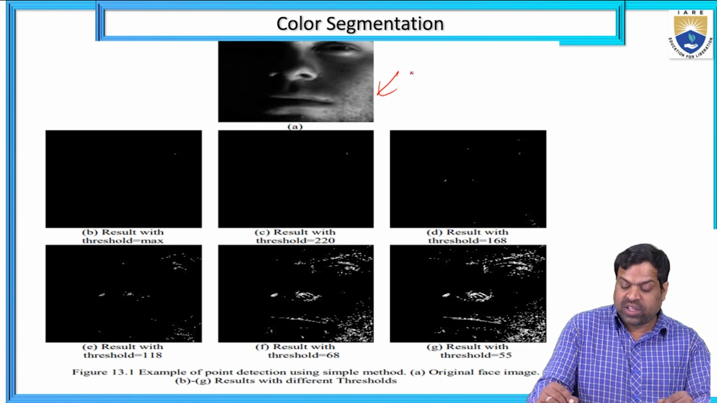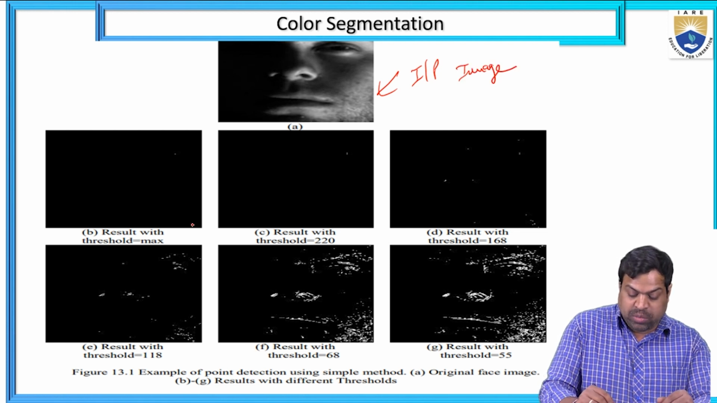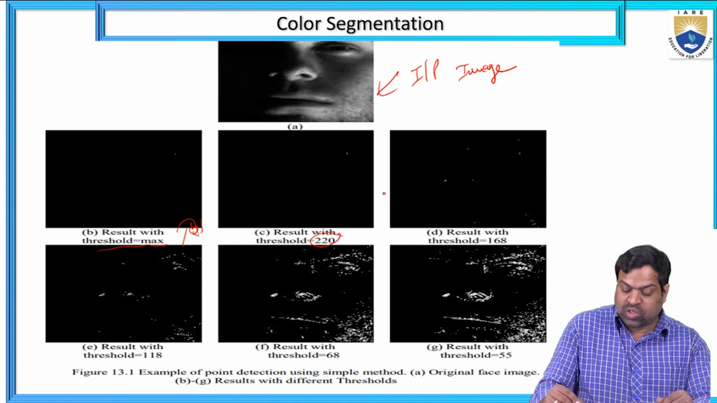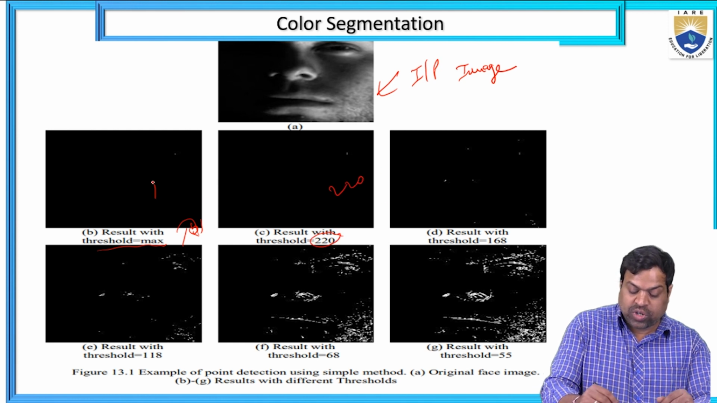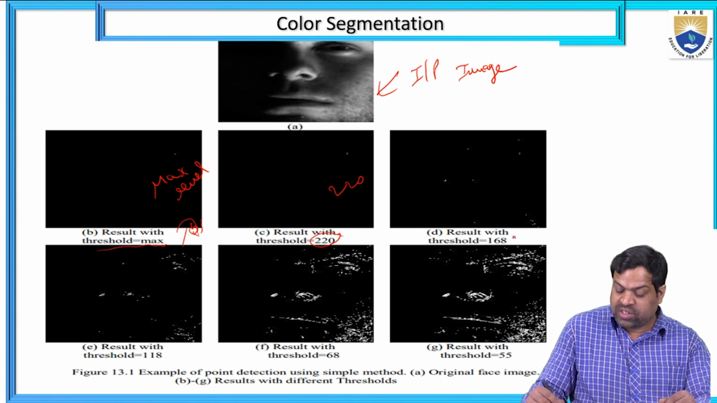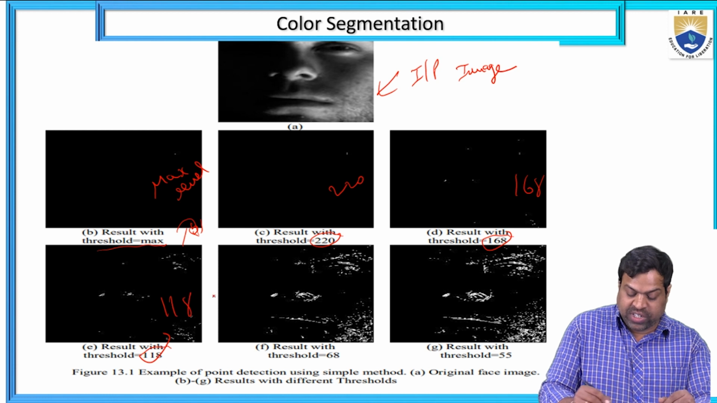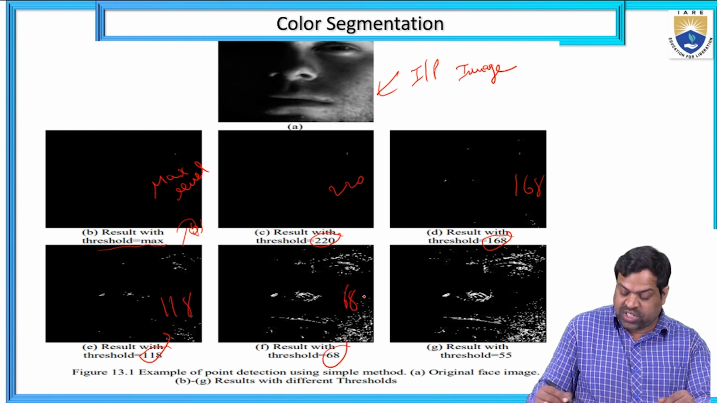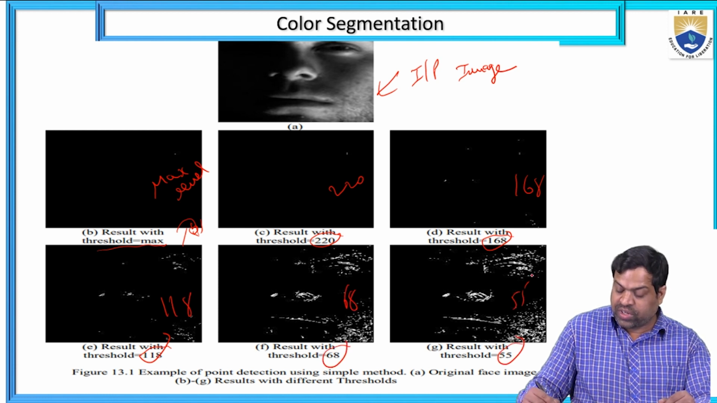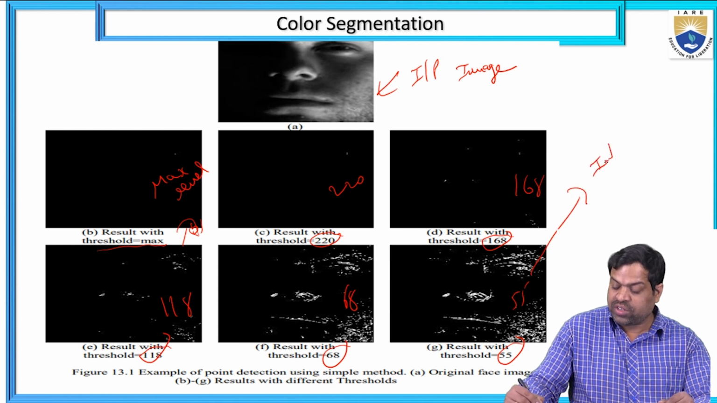So here I'm taking the input image. In image B, the result with the threshold level is the maximum threshold level. So here the threshold is 220. Here I am taking threshold 220, the maximum level. Here I am taking the result with thresholding of 168. Here thresholding of 118. Here thresholding of 68. Here thresholding of 55.